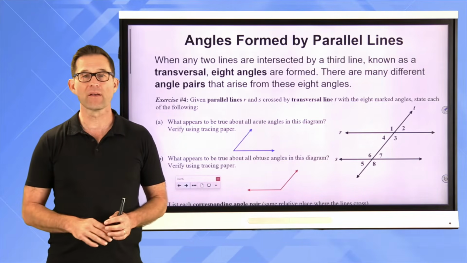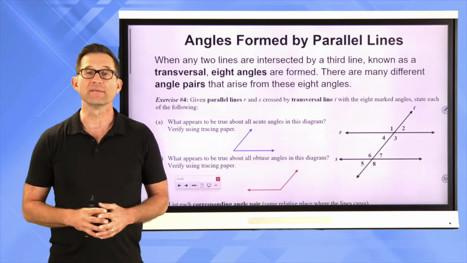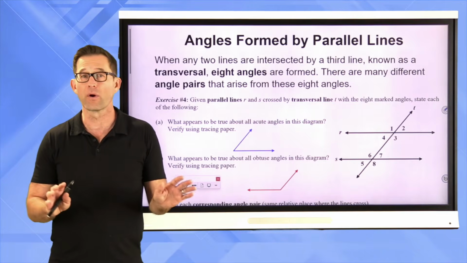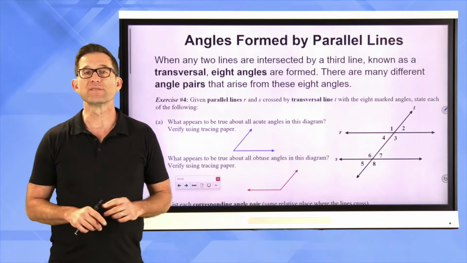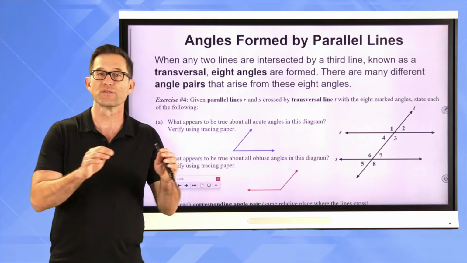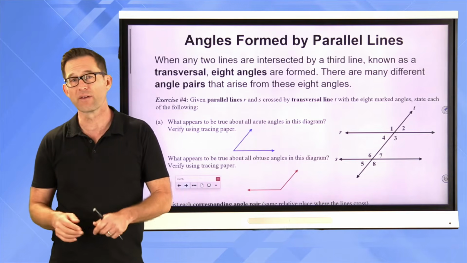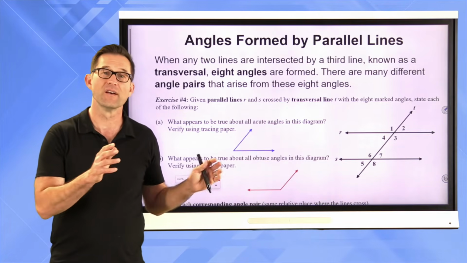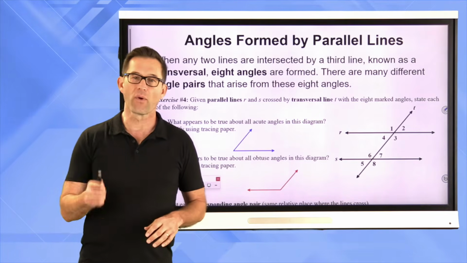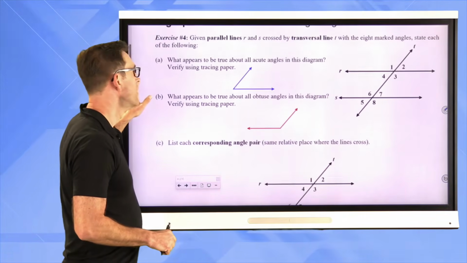Now let's talk about angles that are formed by parallel lines. When any two lines are intersected by a third line, and those could be parallel or not, that third line is known as a transversal. 8 angles are formed. 4 angles are formed when that line crosses one of the lines, and then 4 angles are formed when the line crosses the other line. Anyway, there are many different angle pairs that arise from these 8 angles. That's right, we're back to our angle pairs.